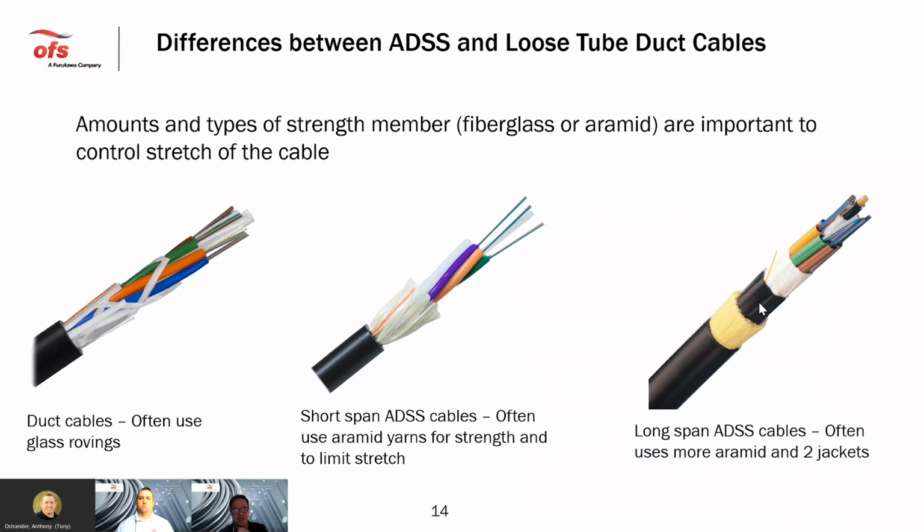And that second jacket, the inner jacket there, actually helps to protect the buffer tubes as the outer aramid clamps down around it as it starts to see strain. So a couple of different types of strength systems.